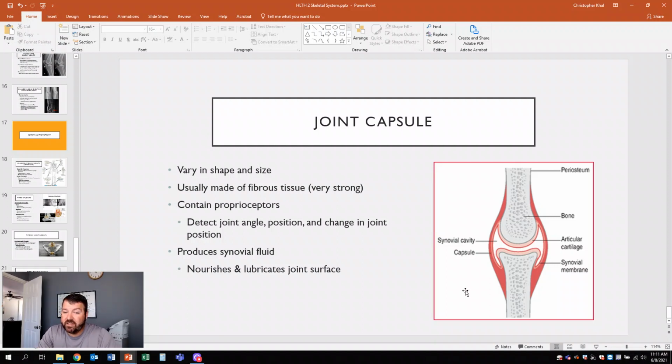You can also see the joint capsule really well on individuals that are super skinny. Maybe you have a grandparent that's really skinny and you can see their fingers. Instead of being normal fingers, the joints are very, very pronounced. And that is, you're looking at the joint capsule.